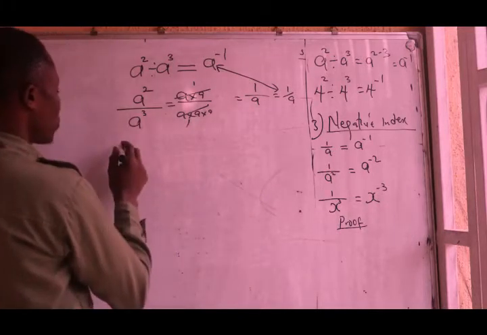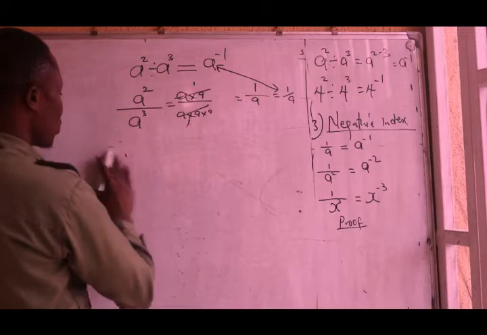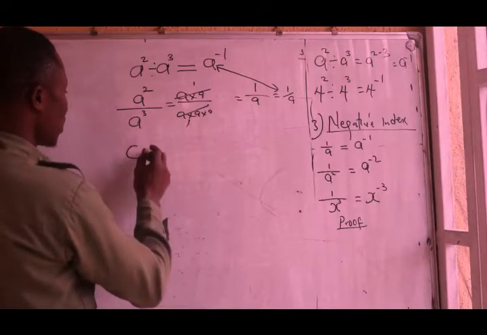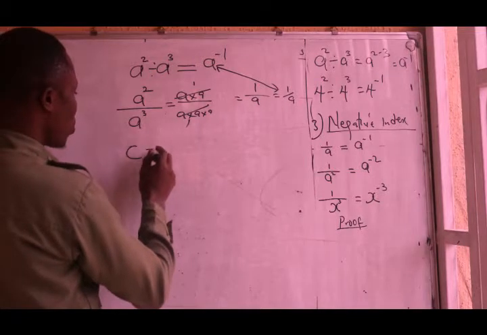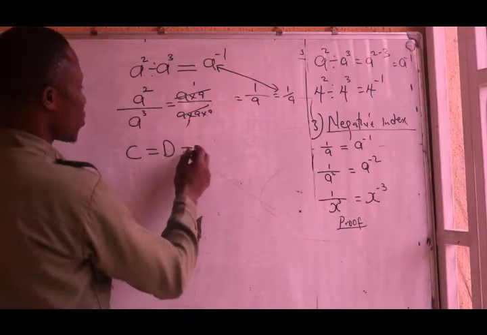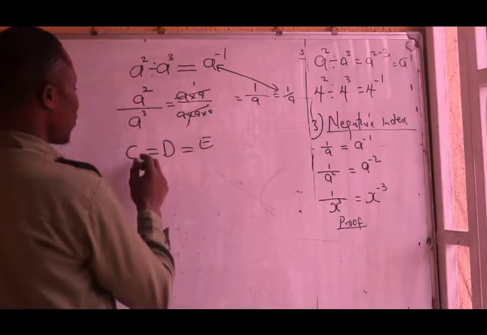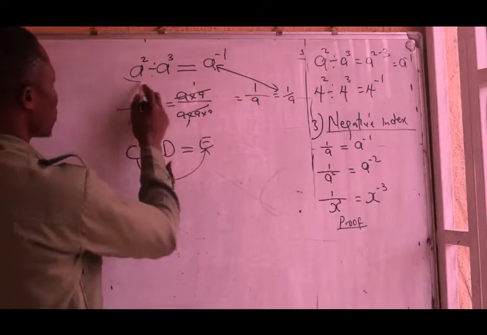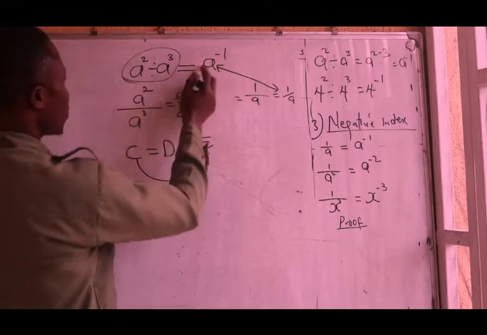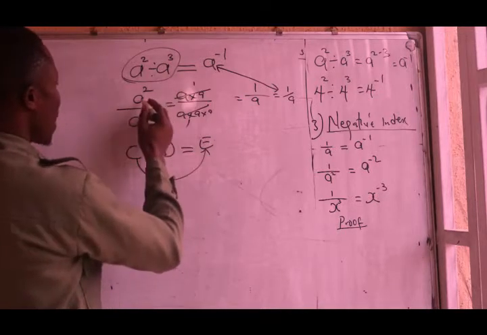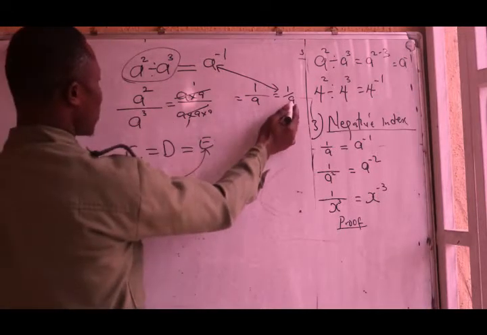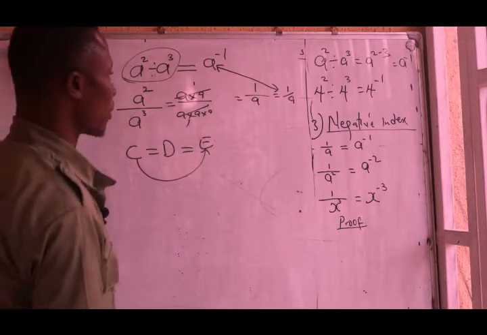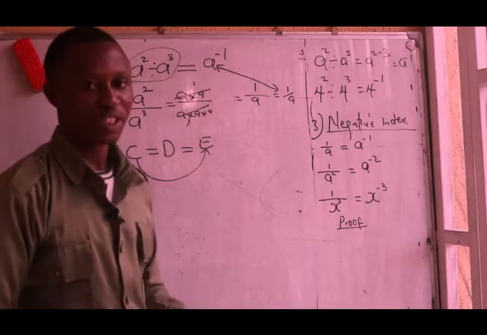Of course, you know, let's use other letters, if c equals d and d is equal to e, it therefore implies that c is equal to e. So if this expression gave us this and this gives this, it means that this and this are the same. Okay, that's a simple way of proving a negative index.